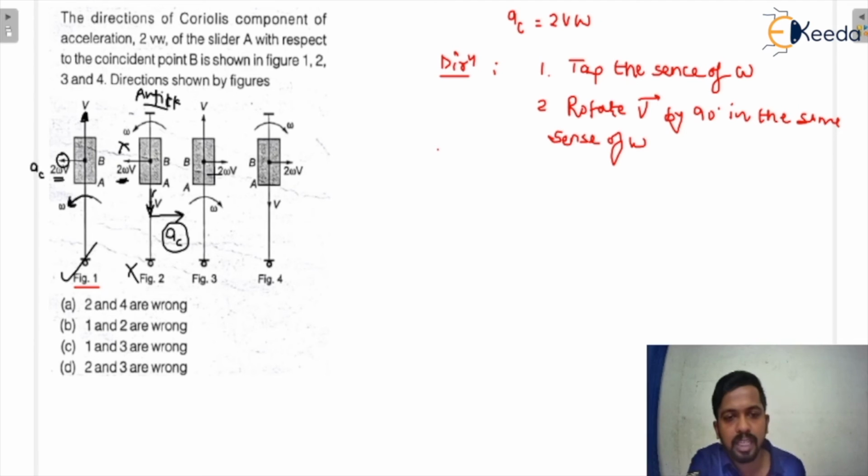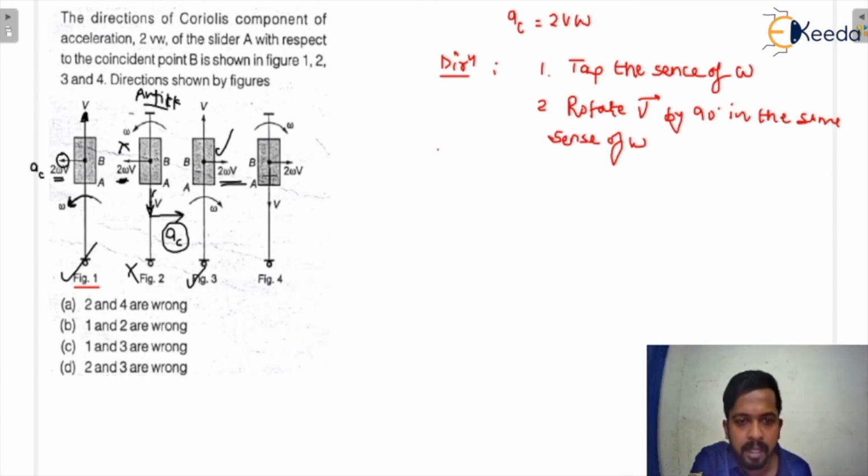That is wrong, so the second figure is wrong. In the third figure we check the sense of omega. Omega is in the clockwise direction, and we rotate the v vector by 90 degrees in the clockwise direction. Exactly, it matches the given direction of the Coriolis acceleration. That is correct, so the third figure is correct.